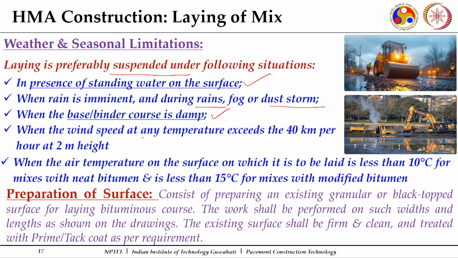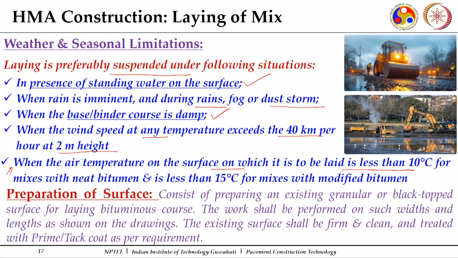Also, when the wind speed at any temperature exceeds 40 km per hour at 2 meter height, it is not preferred, because that makes retaining temperature difficult. So this is also one constraint. And when the air temperature on the surface to be layered is less than 10 degrees centigrade, a very high gradient is there between your mix temperature and the atmospheric temperature. There will be a high fall of temperature, which will make laying, and specifically compaction, difficult. So we will not prefer laying when the air temperature on the surface is less than 10 degrees centigrade.